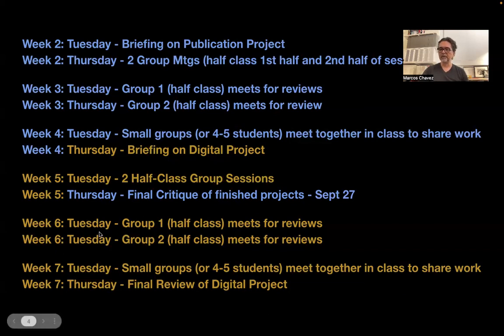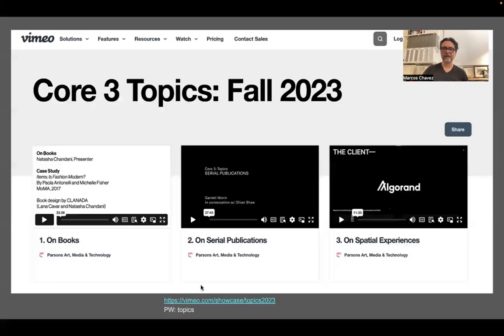On week 6, we'll do the same as we did this week, the 2 half-session groups with longer reviews. And then we'll do a small group session on week 7. And then week 7, Thursday, is the final digital project. And of course, there is technically not additional time to move around. We'll talk about when we get there, but that's the schedule for now.